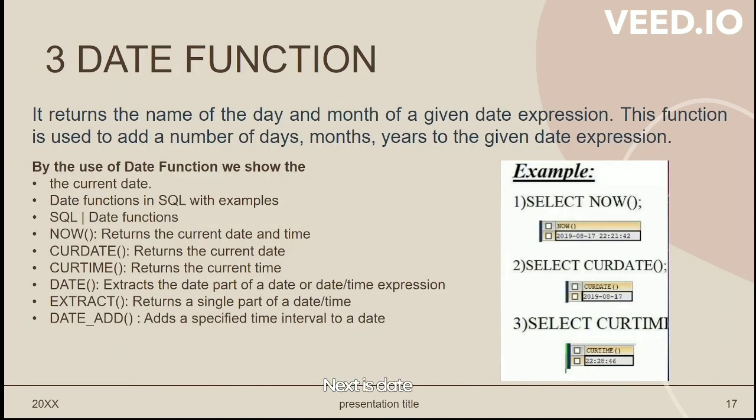So next is date function. It returns the name of the day and month of a given date expression. This function is used to add a number of days, months, years to the given date expression. By the use of date functions, we show the current date functions in SQL with examples. SQL date function now returns the current date and time. Current date returns the current date. Current time returns the current time. Date extracts the date part of the date or datetime expression. Extract returns a single part of the date and time. Date add adds a specified time interval to the date. On our right side, we can see the example of the date function.